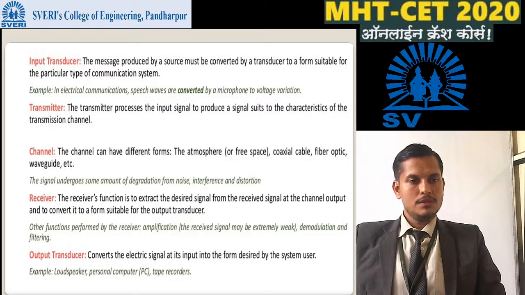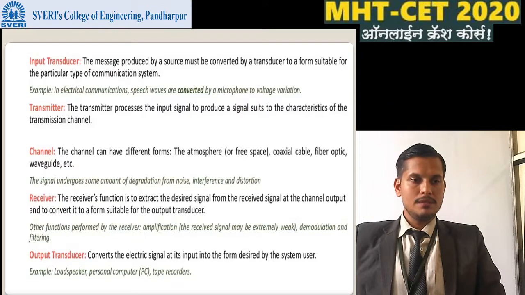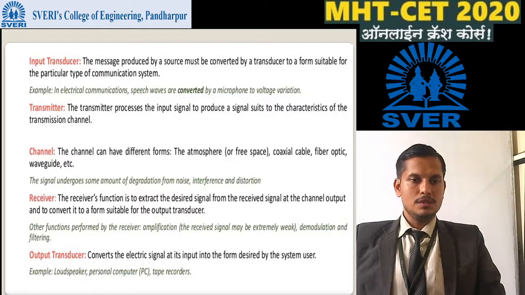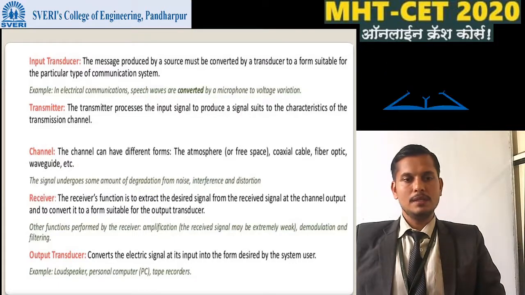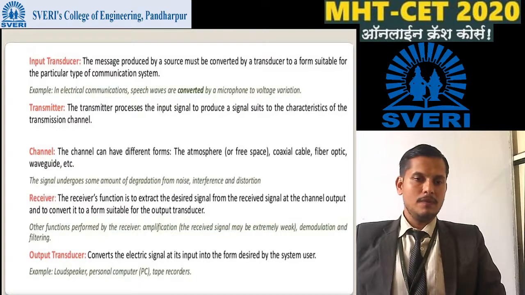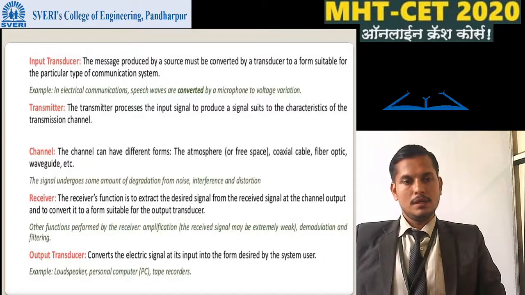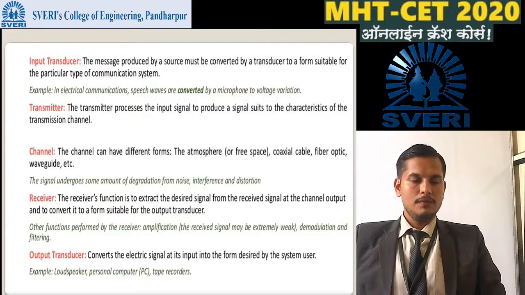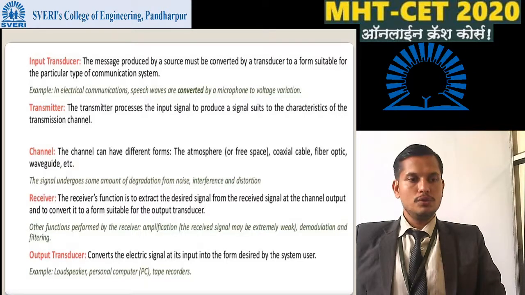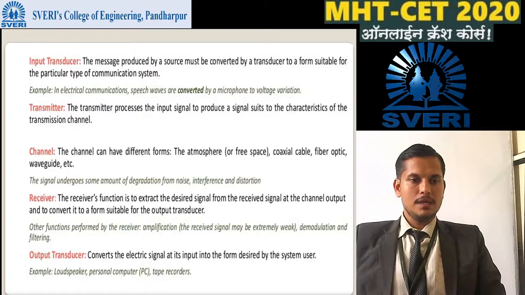Next is the receiver. The receiver's function is to extract the desired signal from the received signal at the channel output and to convert it to a form suitable for the output transducer. Other functions performed by the receiver include amplification. The received signal may be extremely weak, so we have to suitably amplify that signal, removing noise, filtering and amplifying, and we can get the clarity of the signal. Then demodulation and filtering. Next is the output transducer. It converts the electric signal at its input into the form desired by the system user. Example: loudspeaker, personal computer, tape recorders, etc.